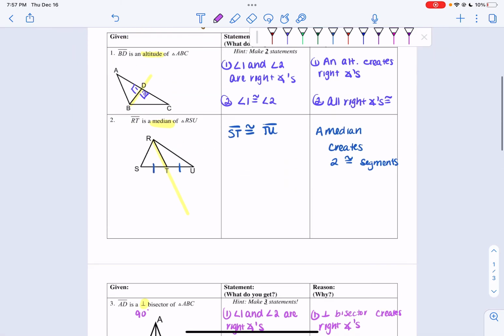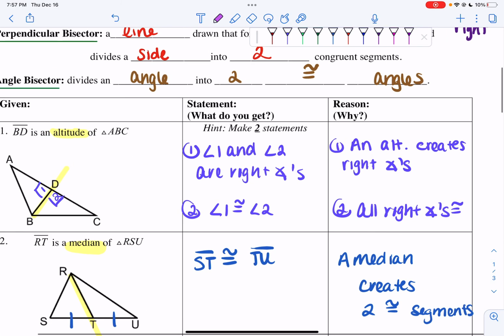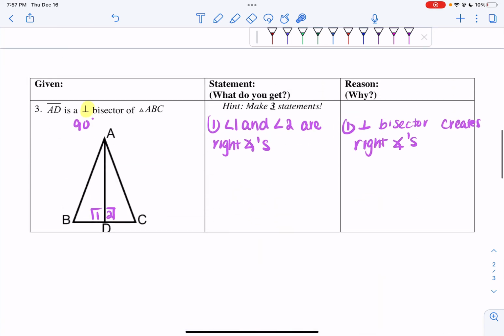But above, we said something else about the right angles. What did we say about the right angles in step 2? Very good, they're congruent. So down here, I can say angle 1 is congruent to angle 2, and my reason would be all right angles are congruent.